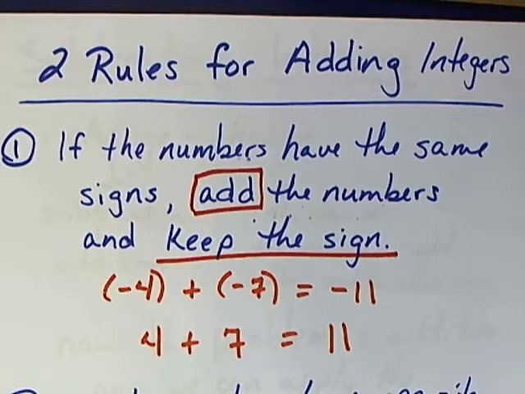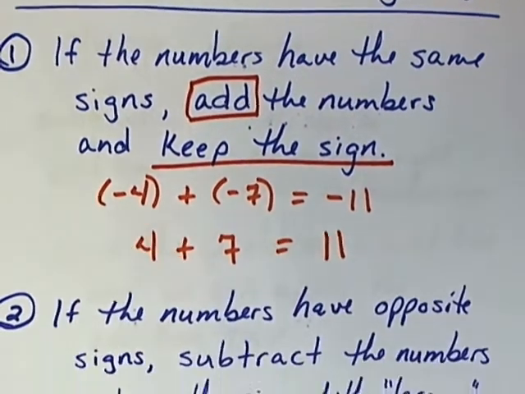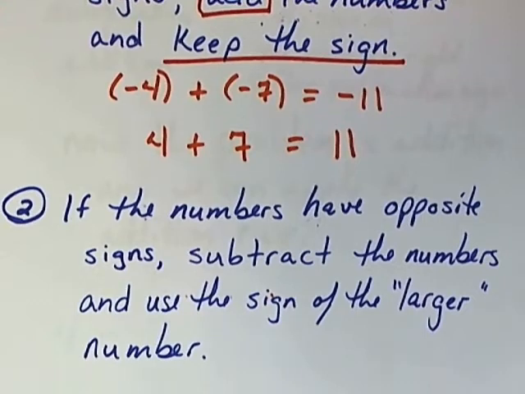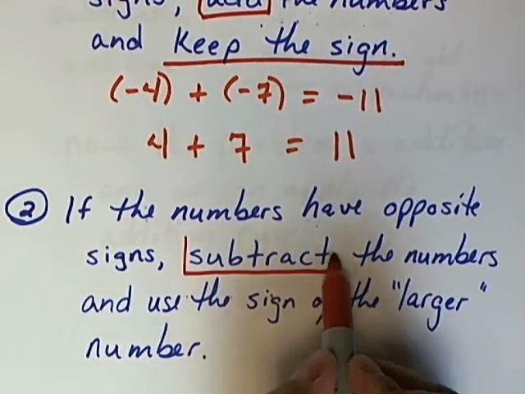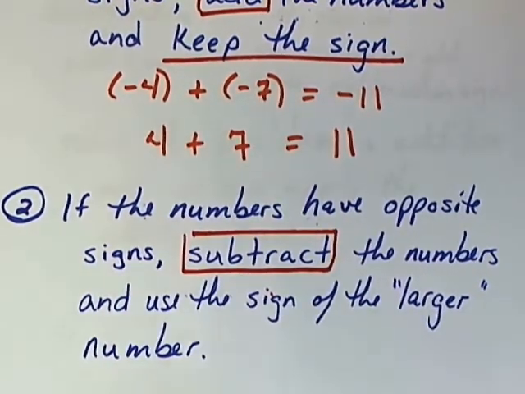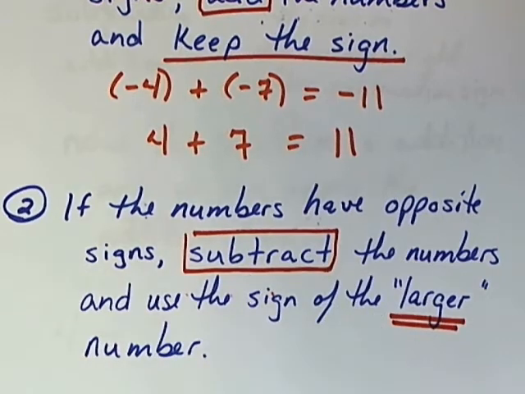Well, what if the numbers don't have the same signs? If the numbers have opposite signs, meaning one is positive and one is negative, that's when we are going to subtract the numbers and then use the sign of the "larger" number. Now, why do I put larger in quotation marks? I put larger in quotation marks because a negative number is never larger than a positive number. A positive number is always the larger number. However, when I mean larger in this case, I mean the number that's further from 0.